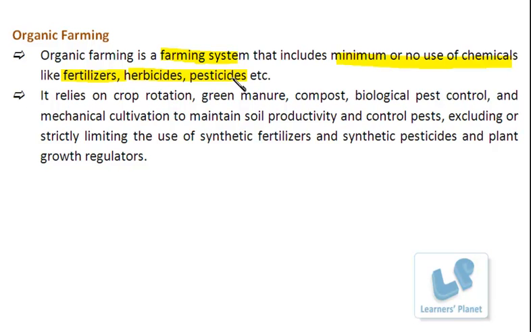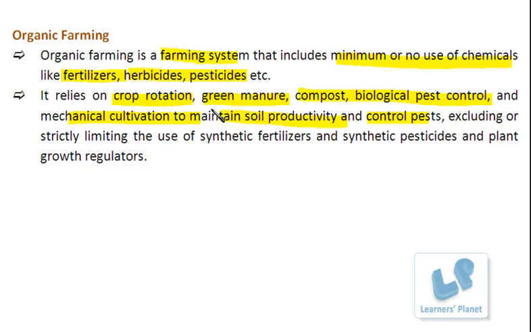Besides that, they depend on crop rotation practices. When crop rotation is done, it increases the soil fertility. What is this crop rotation? That we will discuss later on. Besides that, the use of green manure is common. Use of compost, biological pest control agents, mechanical cultivation, all these practices are followed so as to maintain the soil productivity and the pest control system.